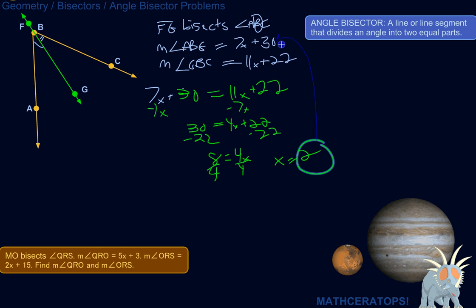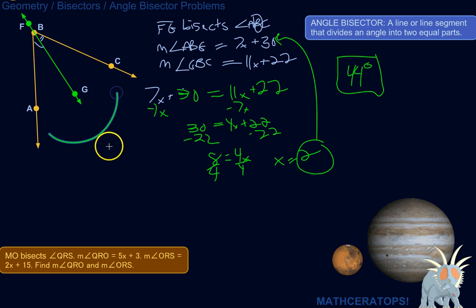Angle ABG is 7x plus 30. So 7 times x is 7 times 2, which is 14, plus 30 is 44 degrees. I didn't say degrees up here, but let's just call it degrees. 44 degrees. So we know each one of these is 44 degrees, which means the whole angle is 88 degrees.